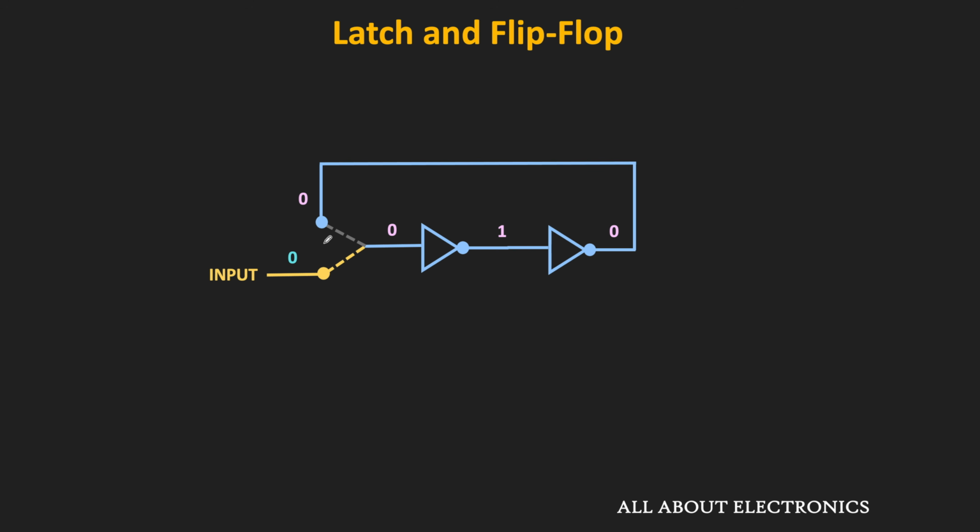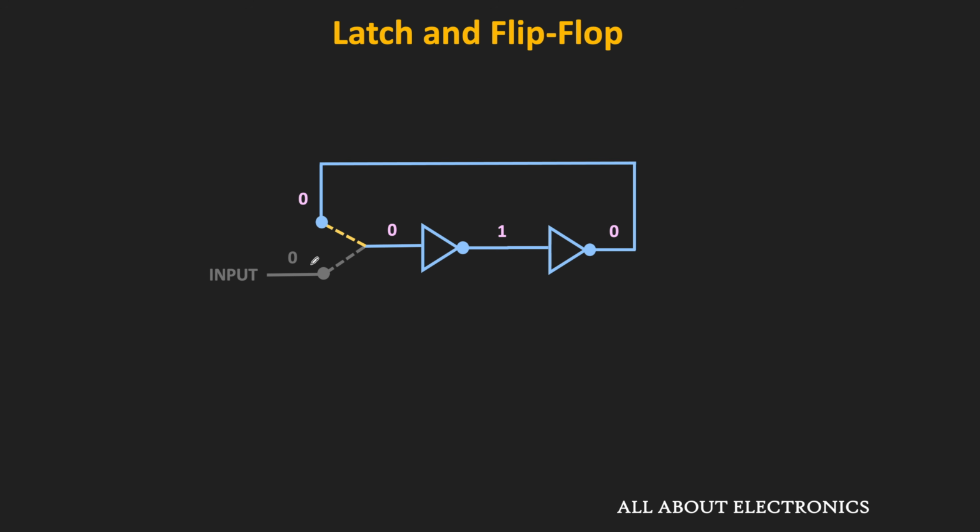Now instantly, let's say this switch is connected to the second side, or in other words, now it is connected to the output of the second NOT gate. So now the same 0 will also appear at the input of the first NOT gate. So the output of the second NOT gate will be equal to 0. That means in this condition, the output of the second NOT gate will remain 0.